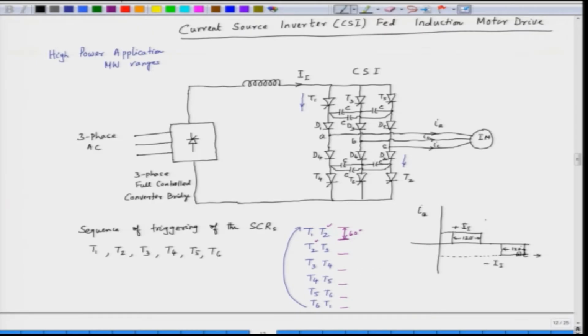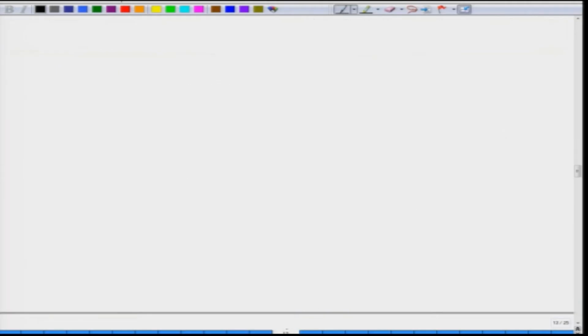If we see the fundamental component of this phase current IA, similarly, phase B and phase C will be shifted from phase A by 120 degrees and so on. So, this is the phase A current. The RMS value of the fundamental component of the output current is IS.